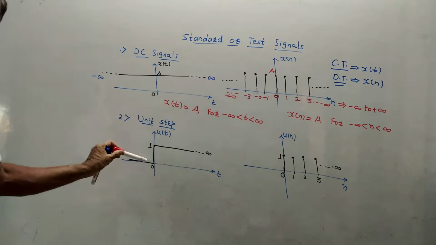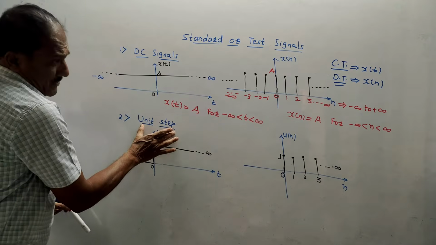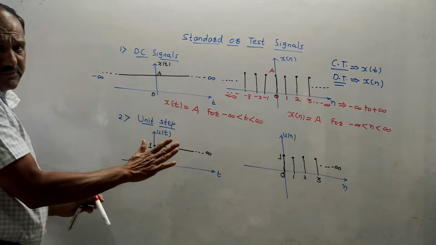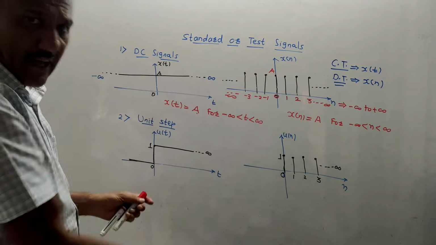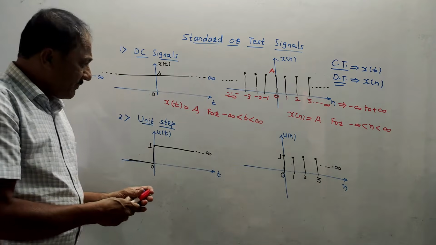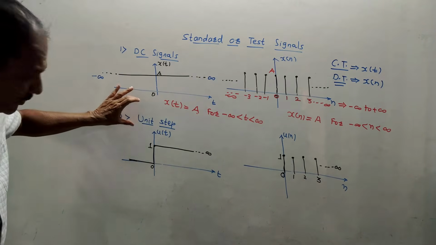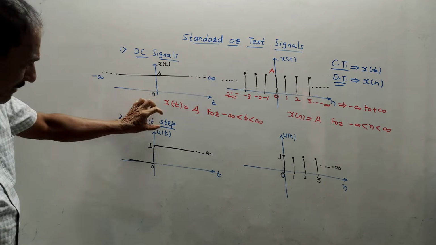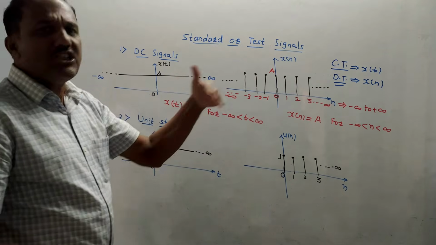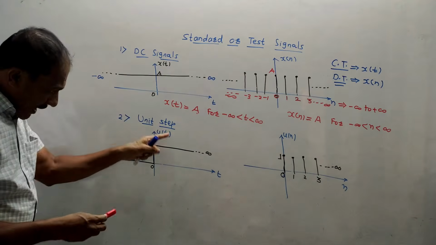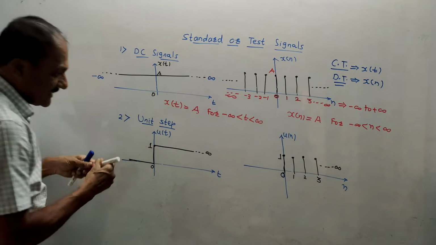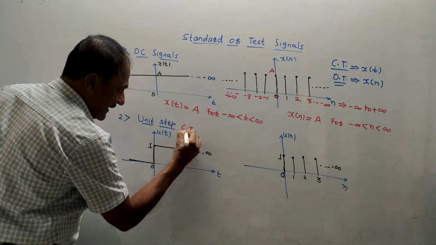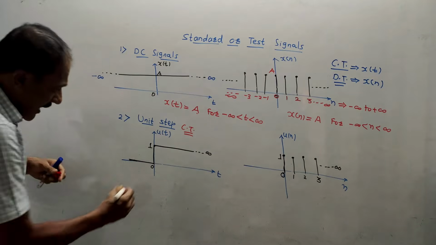The second very important signal is the unit step signal. This unit step signal we will be using again and again in this subject. What is the meaning of the words unit step? Unit means one, single. Step means step action, sudden change. So I'm first talking about a CT signal. This is the diagram of the CT signal, that is, the continuous time signal.